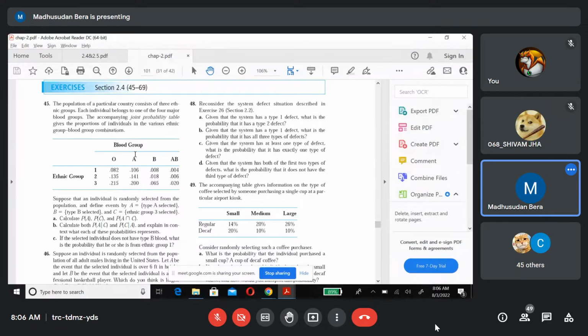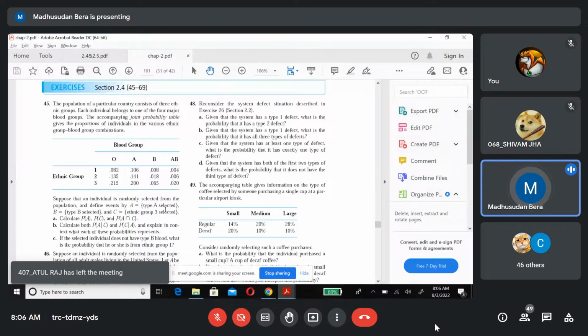Yes, sir. Now, suppose that an individual is randomly selected from the population, and define events. A is type A selected, B is type B selected, and C is ethnic group 3 selected. Calculate P of A, P of C, P of A intersection C.